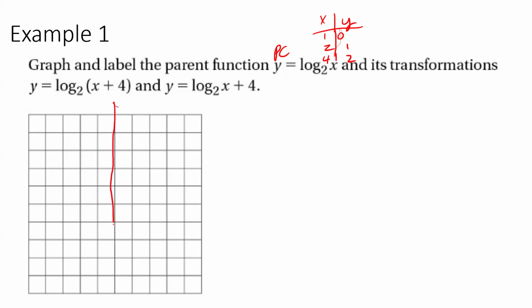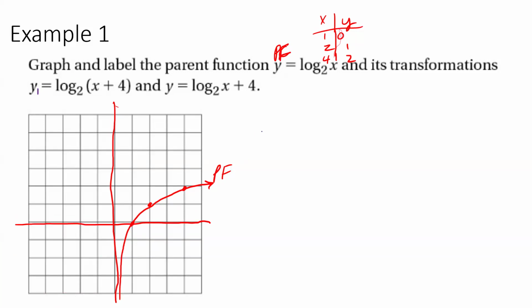Okay, so we're going to draw our parent function. Remember, these are the straightest lines you've ever seen in your life. So putting our parent function first, I'm at (1, 0), (2, 1), and I'm at (4, 2). PF done. I don't know why I wrote PC. That's calculus. PF, parent function. All right, we're now going to do our first transformation.